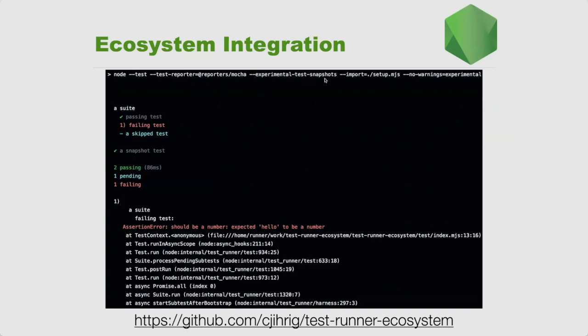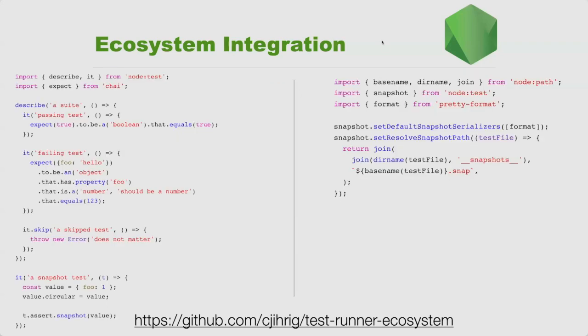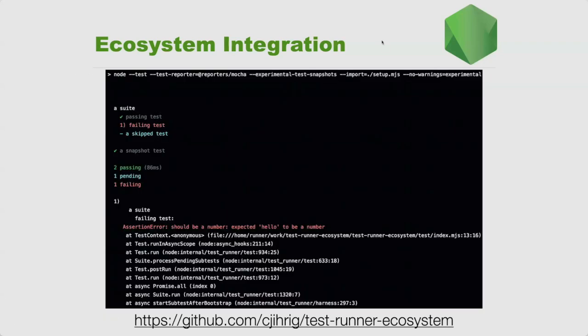Experimental test snapshots. This is now stable. You don't need this flag anymore, but it is still supported. Import setup.mjs. That's this file on the right. Whenever you run, each child process will run this before it actually starts up. So you can think of it as kind of a before-each for each file. And then at the time, like I said, snapshots were experimental. They're no longer experimental, so this can actually be dropped now.